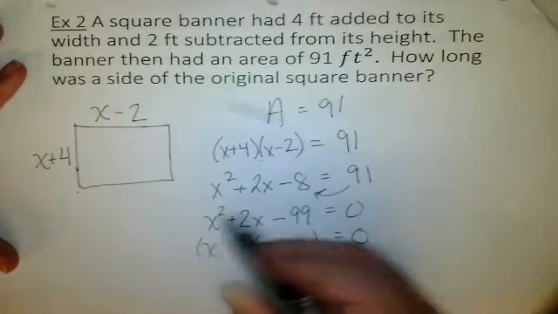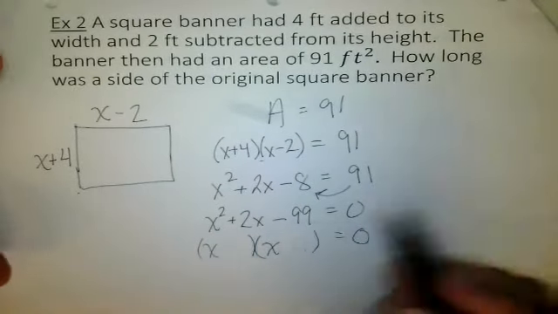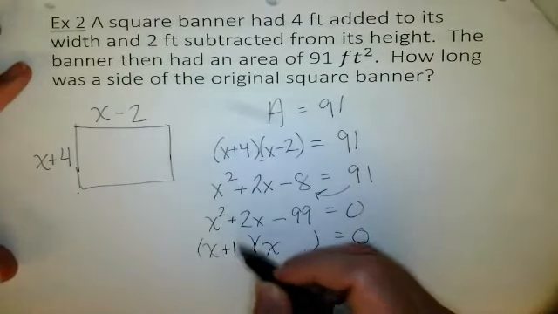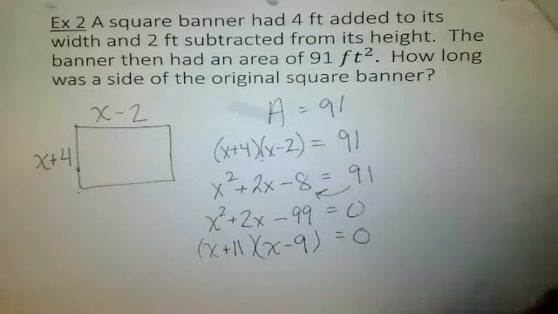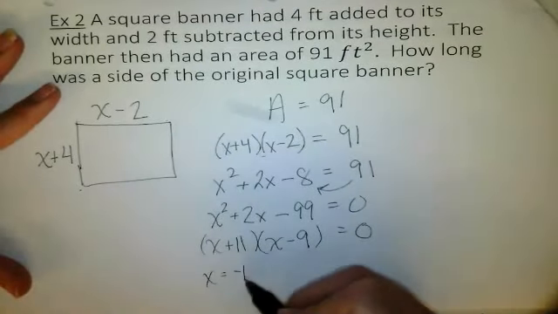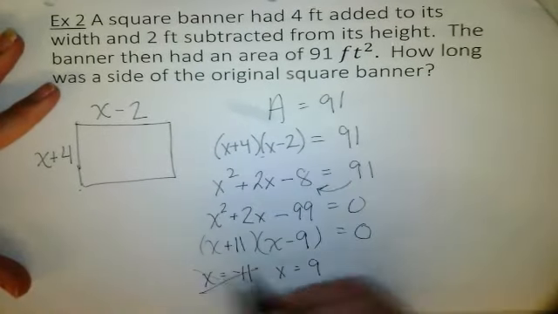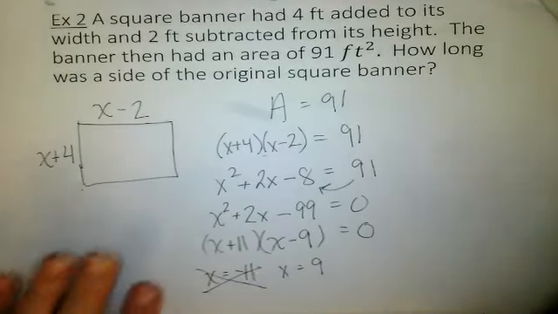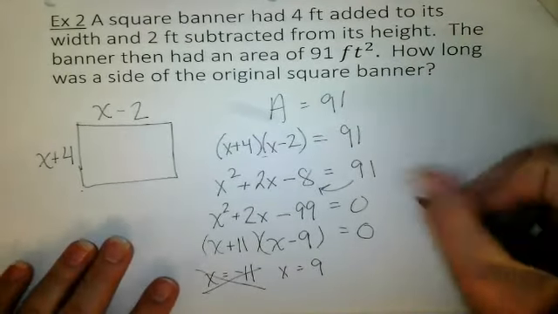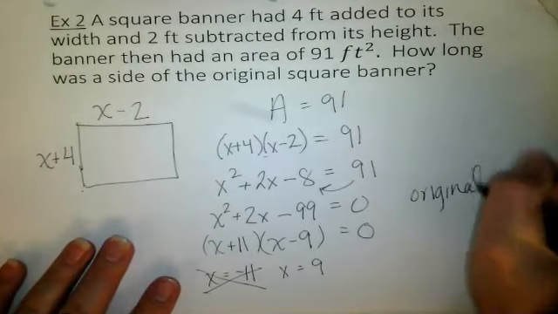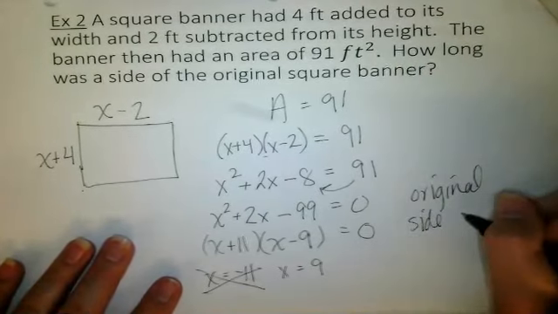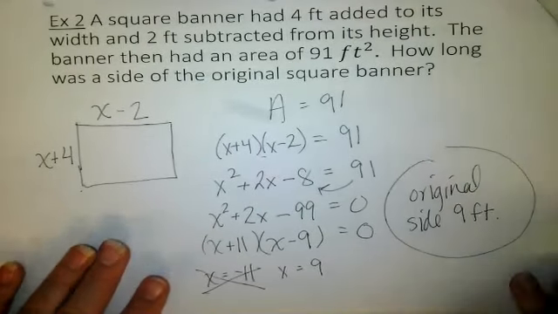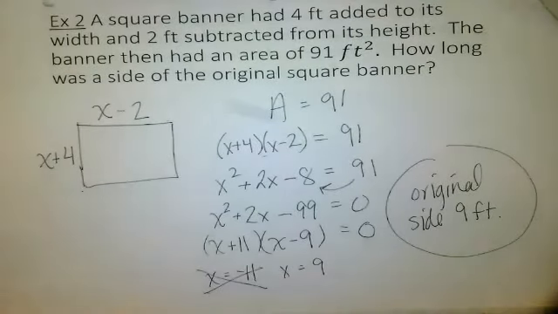X times x is x squared. What times what is negative 99? 11 and negative 9. Very good. 11 and negative 9, which means x equals either negative 11 or x equals positive 9. We can disregard the negative number. So the original side was 9 feet square.